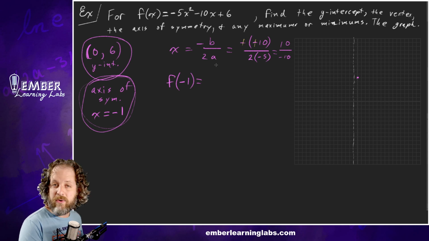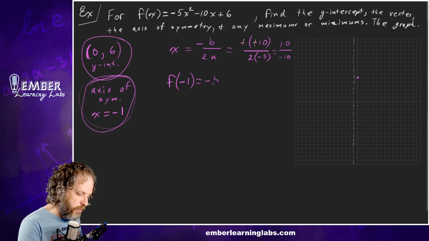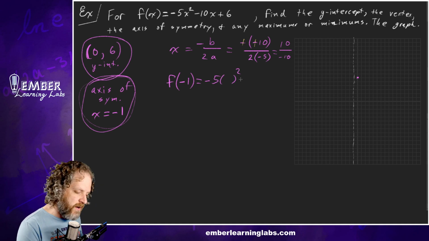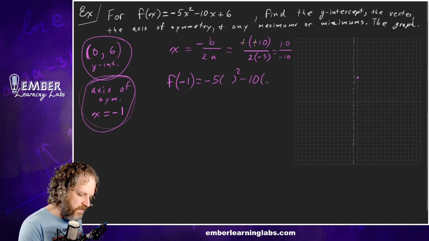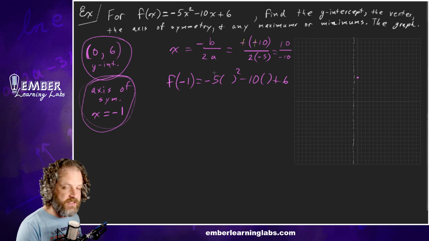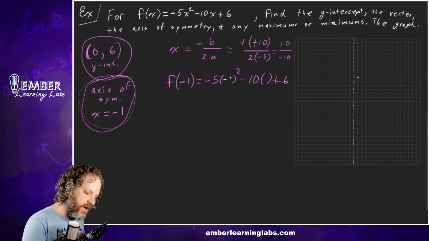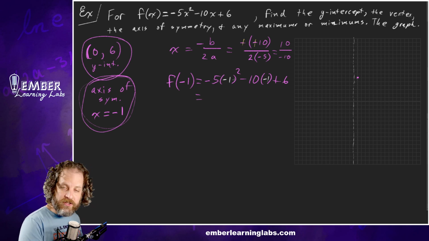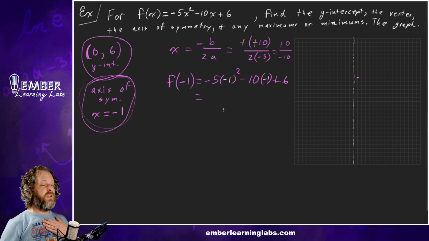So we're going to do that just like we've always done. We're going to do parentheses where the variables are. -5x squared - 10x plus 6. And then we're going to plug in this number in for x. And then we're going to just simplify on down. So -1 squared is +1.